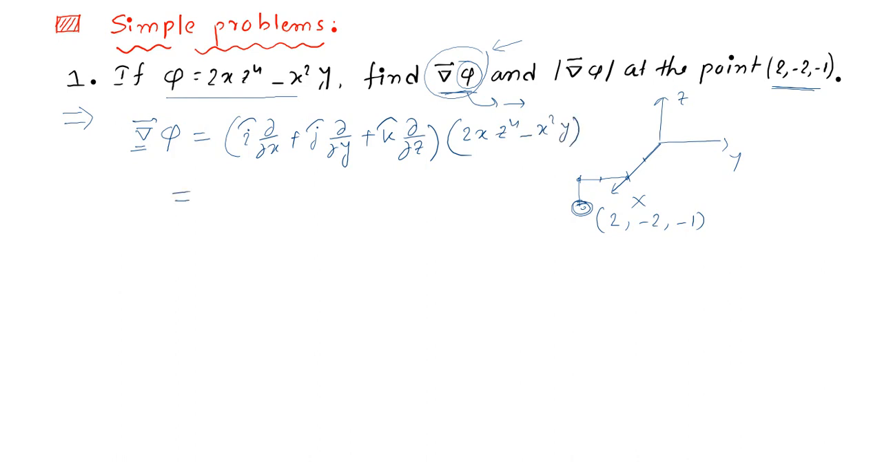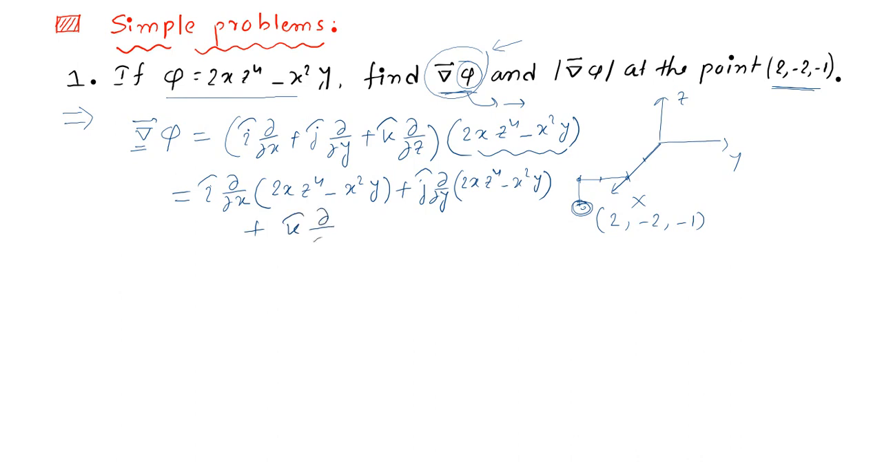Now, for the first problem I will solve explicitly, later on I will skip certain parts, okay. So del del x will be operated on the whole function, that is 2x z to the power 4 minus x square y, plus j cap del del y, which is also operating on the whole 2x z to the power 4 minus x square y, plus k cap del del z, this is 2x z to the power 4 minus x square y.